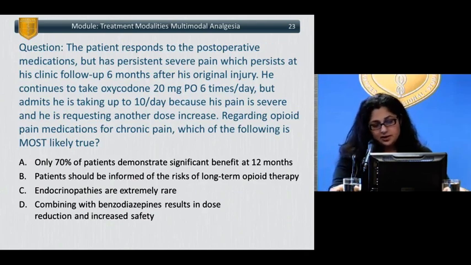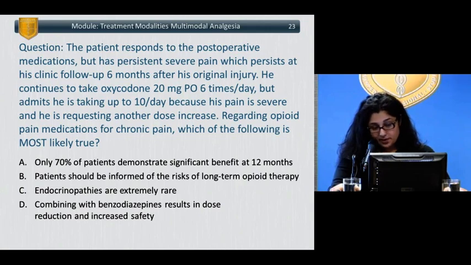This will move us on to our next topic of discussion. We're referring to that same patient. The patient responds to postoperative medication but has persistent severe pain that continues at a clinic follow-up visit 6 months later. He continues to take oxycodone 20 milligrams by mouth 6 times a day, and he admits that he's taking up to 10 a day because his pain is so severe, and he's requesting another dose increase.